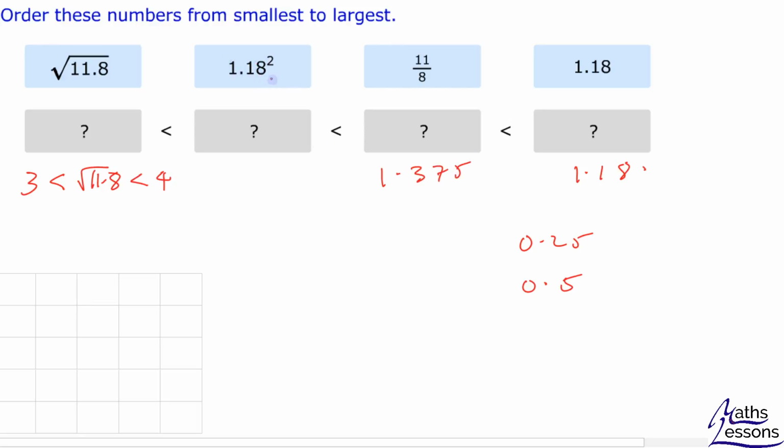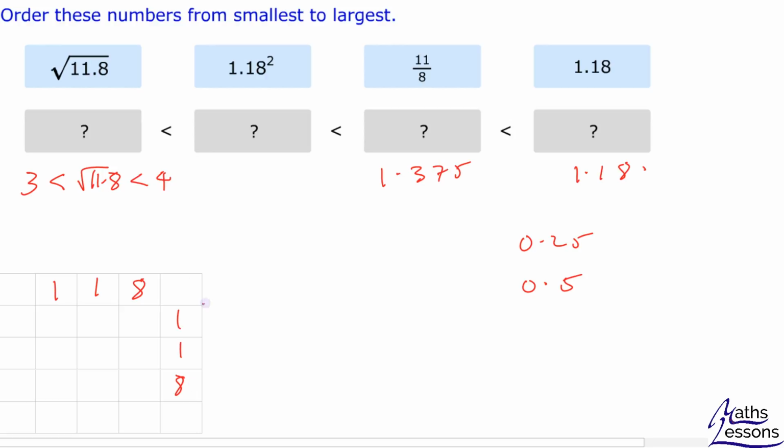Now 1.18, we can't roughly do this because 1.2 squared, if you think about it, is the same as 12 squared divided by 100, so that's 1.44. And 1.1 squared is 1.21, which means this number comes in between that. So we're going to have to work this out. If you haven't got a calculator, I'm going to show you an easy way to multiply this out.